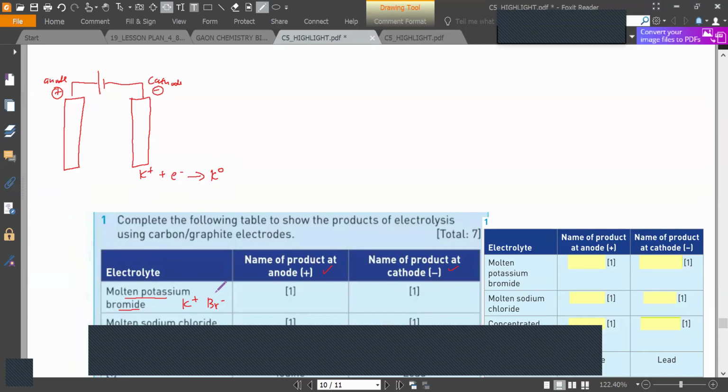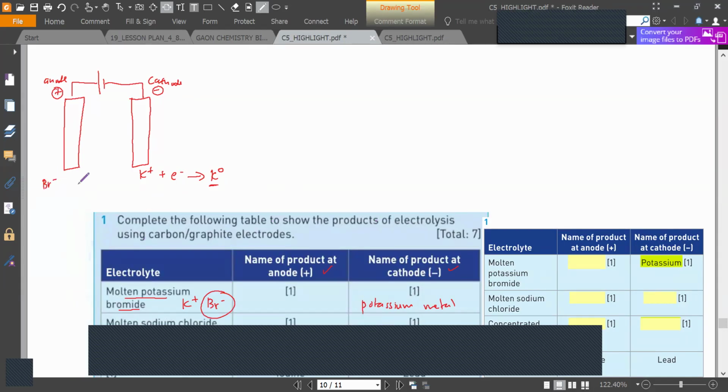So what we expect here is potassium metal. Potassium metal. We can check the answer here. Potassium. Yes.